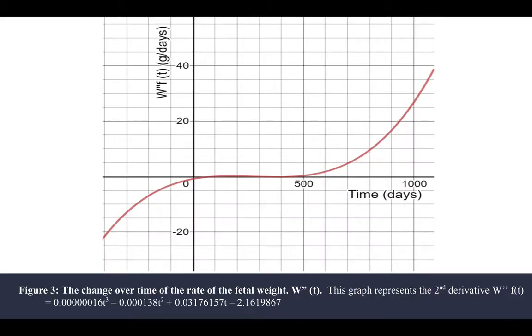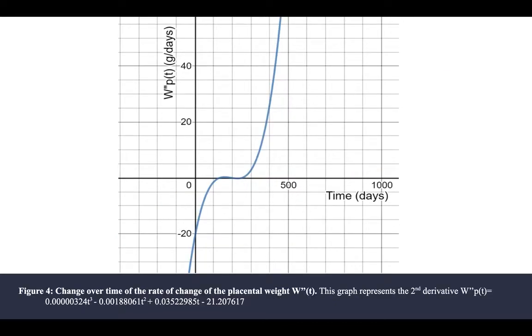Figure 3. This graph represents a second derivative, and there you see the equation of this graph. Figure 4. This is the change over time of the rate of change of the placental weight. This is the second derivative of the first graph, and there you see the equation of this graph.